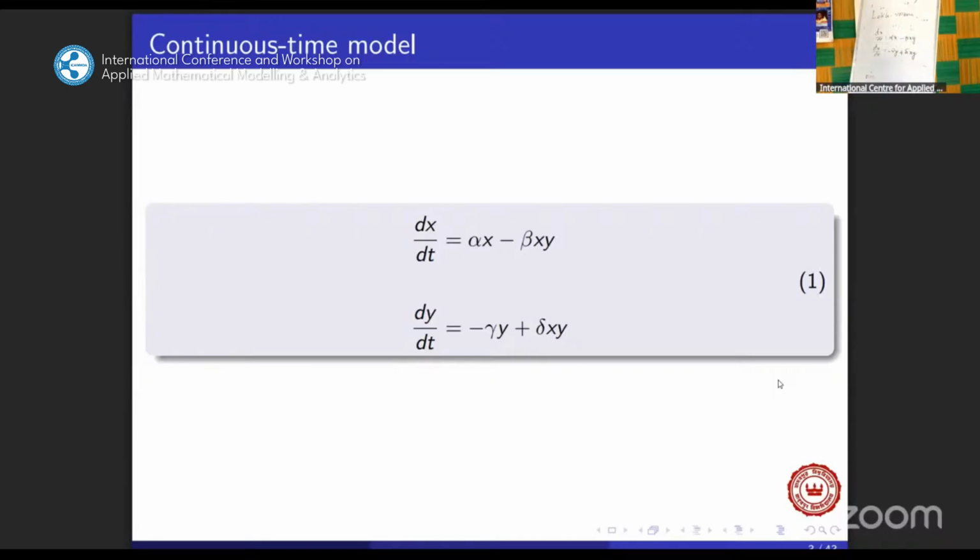So what will happen if y is equal to 0? Then dx/dt is equal to alpha x. That is, this population has unbounded growth. But when we consider minus beta x y, and if x equals 0, then dy/dt is equal to minus gamma y. What will happen? The predator without food, the population goes to die out. Now, next.